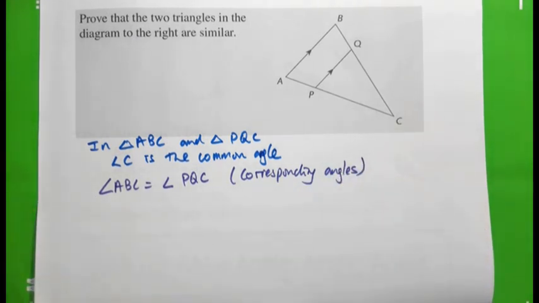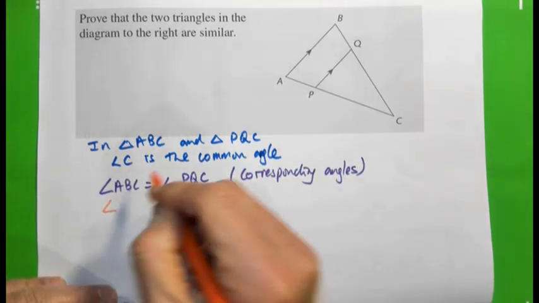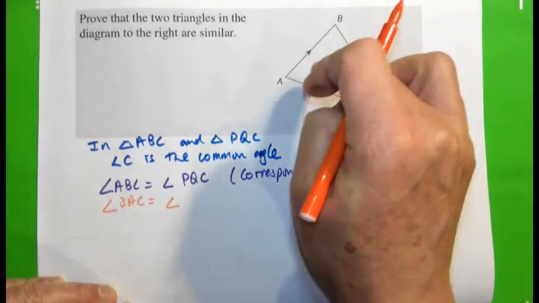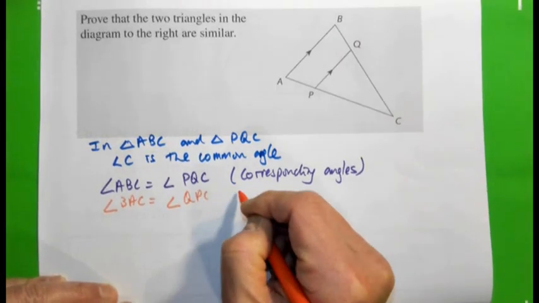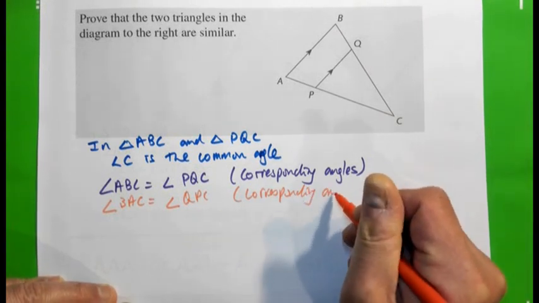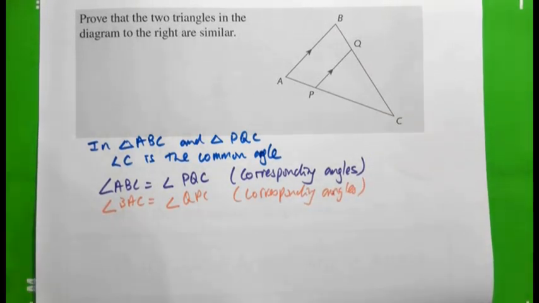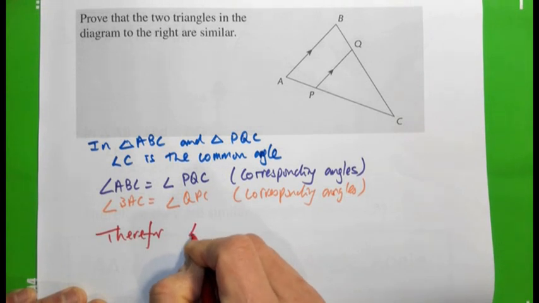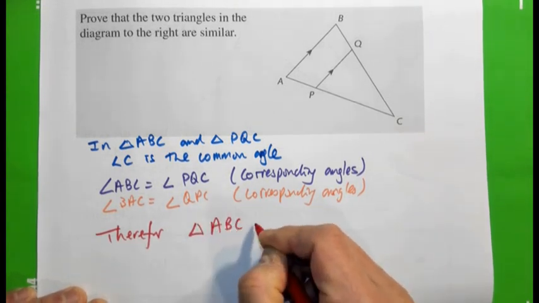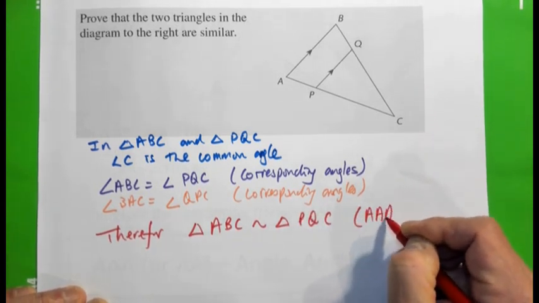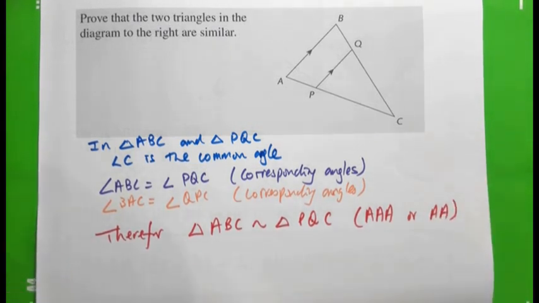We can also say that angle BAC is equal to angle QPC. Again, corresponding angle. Therefore, triangle ABC is similar to triangle PQC. The reason is AAA or AA. You can either write AAA or AA, and that's angle, angle, angle.